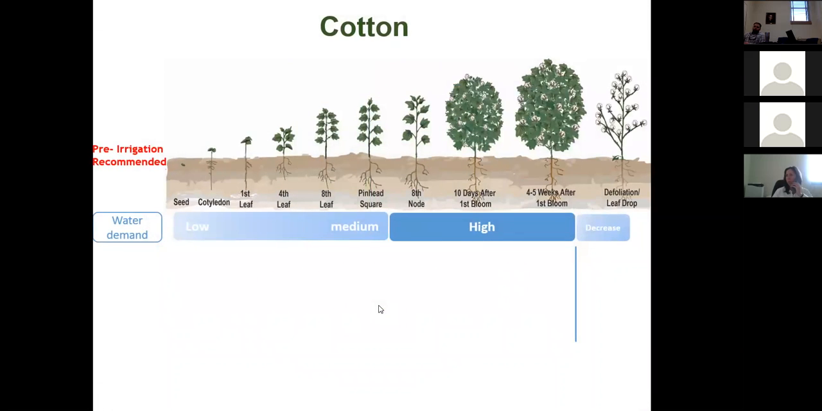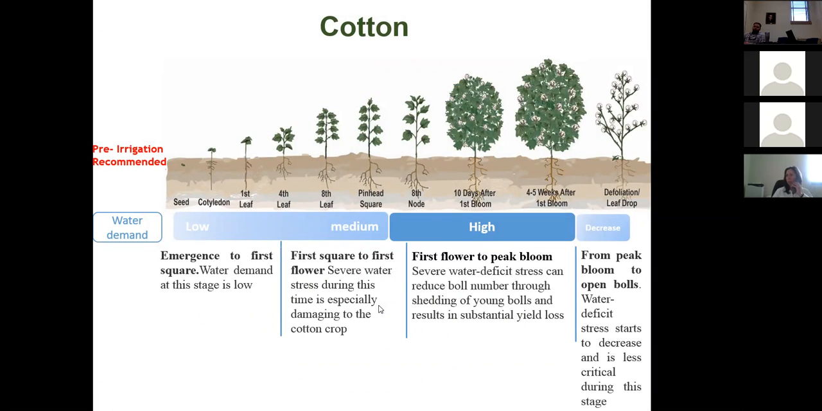Cotton needs a pre-irrigation. Pre-irrigation is recommended to have good germination. So during the emergence to first square, water demand is low. From first square to first flower, severe water stress during this time can damage the cotton crop.